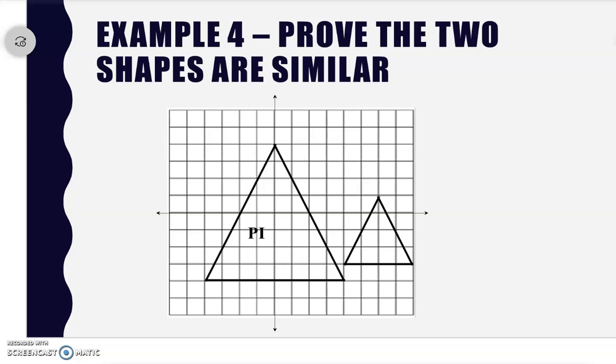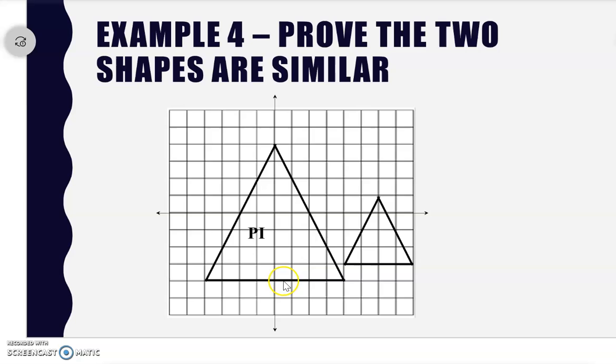So what we need to do here, it says prove the two shapes are similar. PI means this is the pre-image. This is the original figure. And then here is the image. To prove that they're similar, we need to prove that there was some sort of sequence of transformations that happened to map this exactly onto this. You can see that the original figure is bigger than the smaller one, but I think with some sort of dilation, we can get it to be the same size.